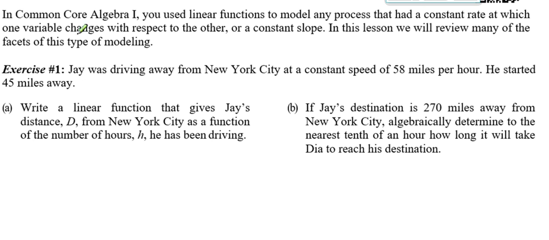So exercise 1 says Jay was driving away from New York City at a constant speed of 58 miles per hour. He started 45 miles away. So we're going to start out here with a constant speed of 58 miles per hour, and he started 45 miles away. So right off the bat, we need to remember a few things.